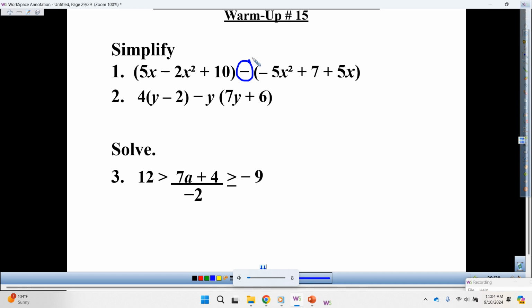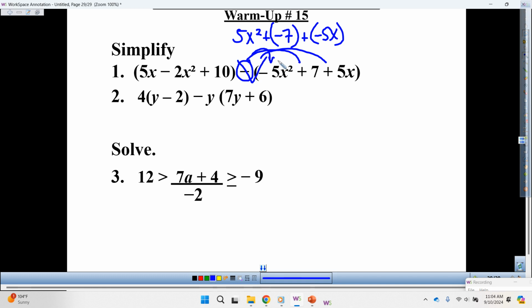So let me do this. Distribute, that's 5x to the second. Distribute, that's -7 in parentheses with a plus there. And distribute, and that is -5x in parentheses with a plus there. And I put the wiggles on this. All right, and now we can combine stuff, right? Because we are only simplifying right now.